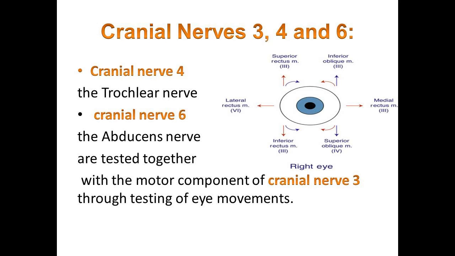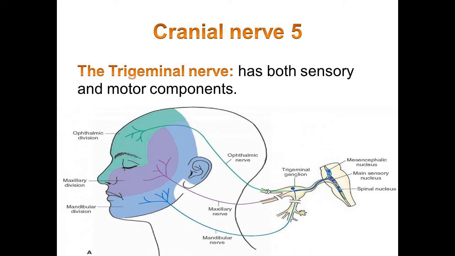That was cranial nerve 5. Okay, cranial nerve 5, the trigeminal nerve, has both sensory and motor components. We're just going to test the sensory component, which can be tested using light touch and temperature bilaterally on the forehead, cheeks, and chin to examine all 3 of the peripheral divisions, V1, the ophthalmic division, V2, the maxillary division, and V3, the mandibular division.